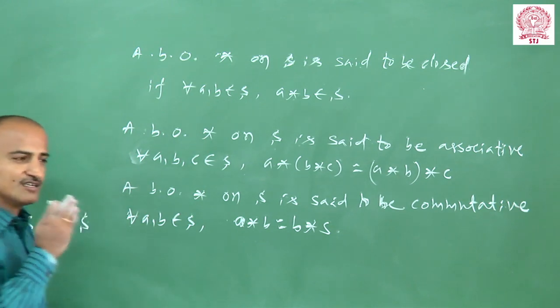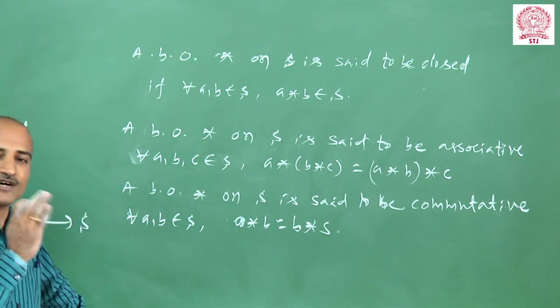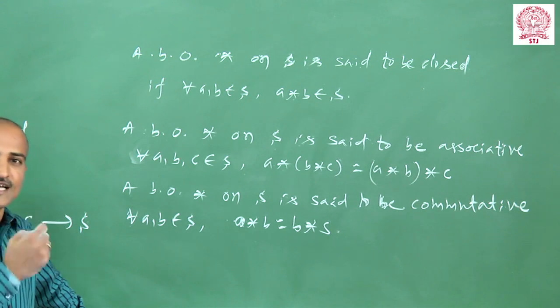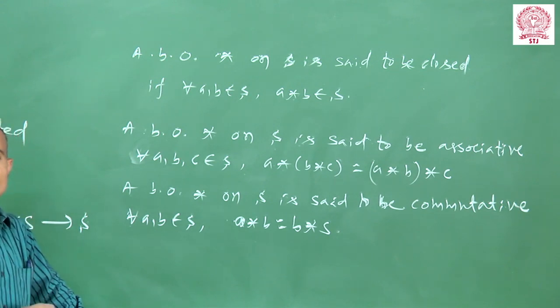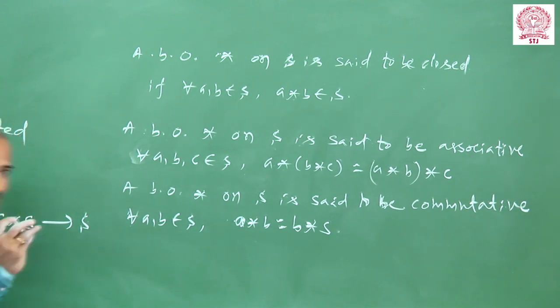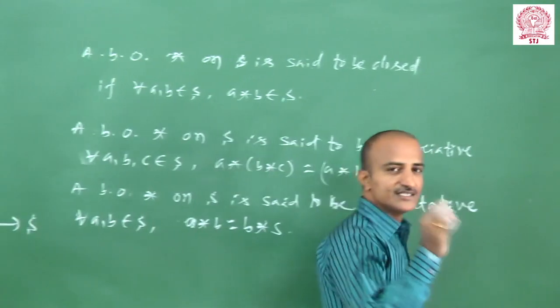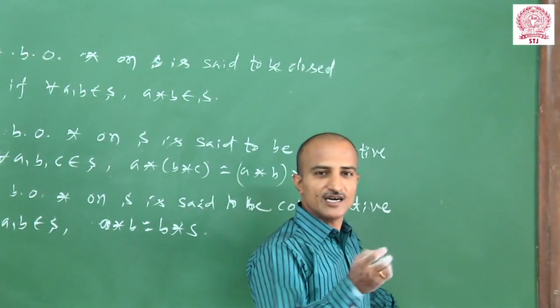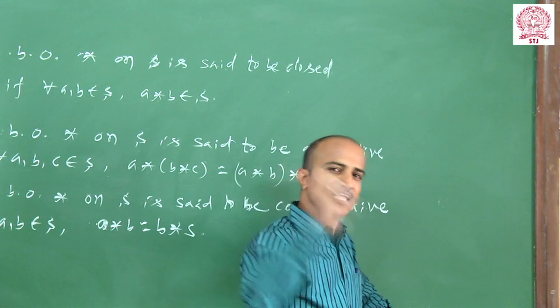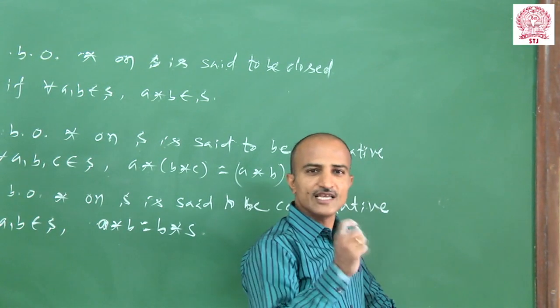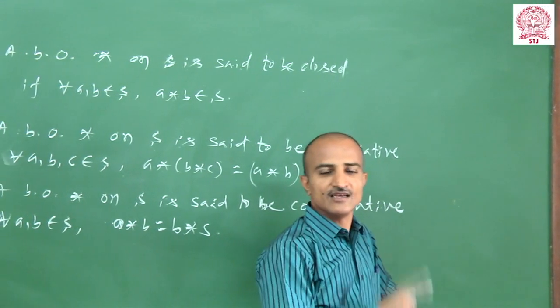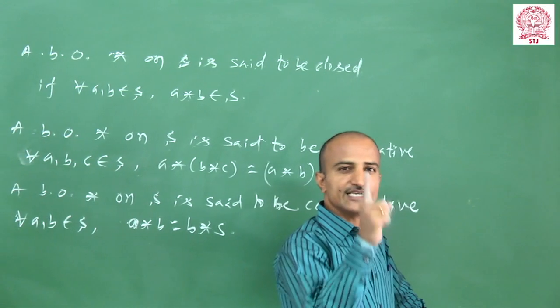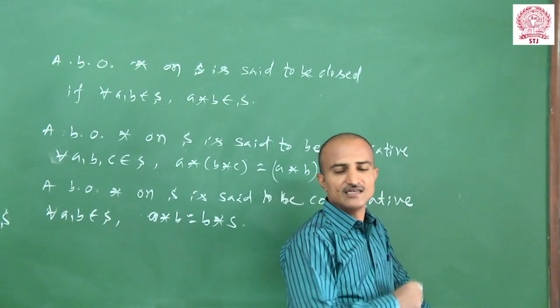See, for that we should know the conditions for an identity element. When do we say an element is an identity element? Under addition, we say 0 is an identity element because whenever we add any element with 0, we will get that element only. Therefore, 0 is an identity element under addition.